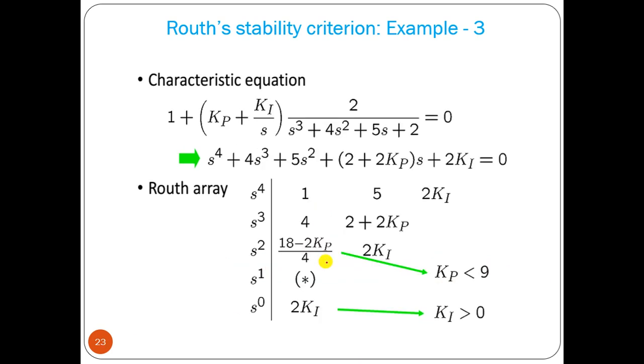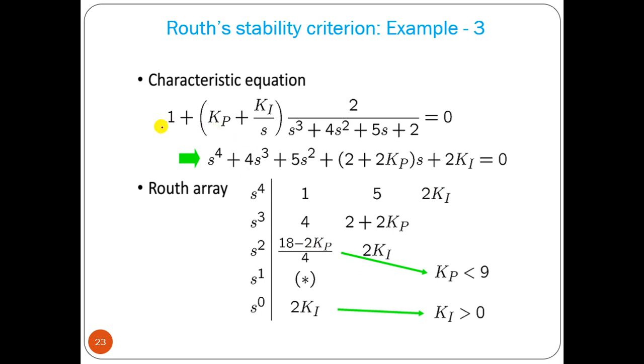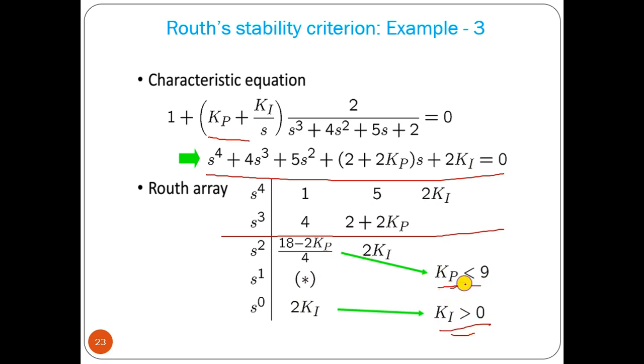This is a very simple problem. Now we have changed the parameter k as kp plus ki by s. So 1 plus that factor into g into h equal to 0. If you calculate that, you will get this characteristic equation. Then we can put the values alternately: 1 4 5, 2 plus 2kp, plus 2ki. Then we can solve it and find the values of kp and ki. From this we can find kp, from this we can find ki. You can calculate these values and find that these two ranges are enough for stability.